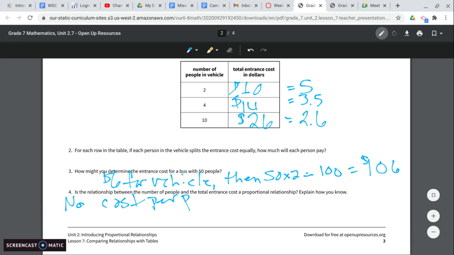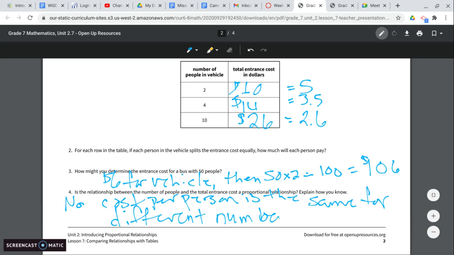Cost per person is not the same for different numbers of people. So that's what makes it not a proportional relationship. Because there's that base fee of the $6 for the vehicle, that's what makes it not proportional. Proportional means that it's going to go the same amount each and every time.